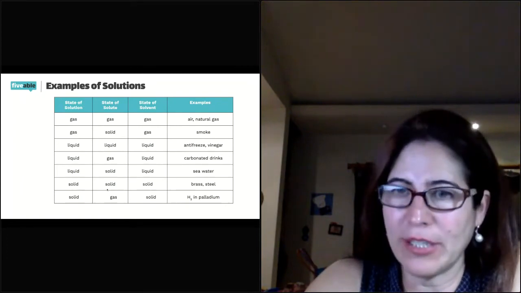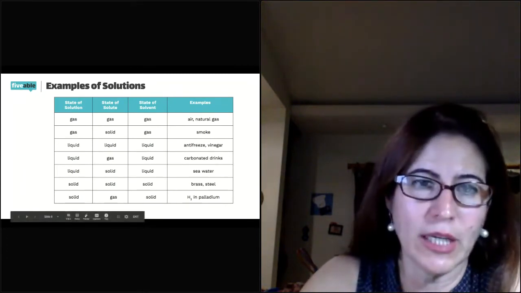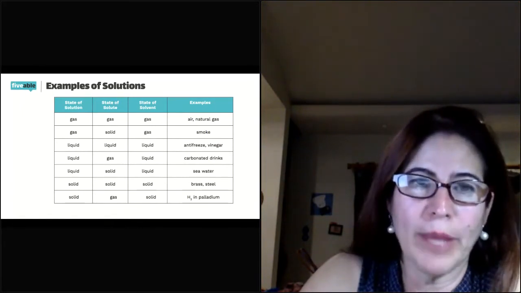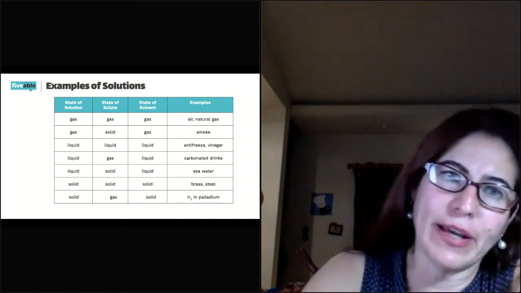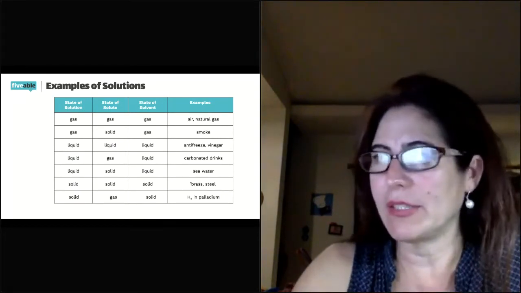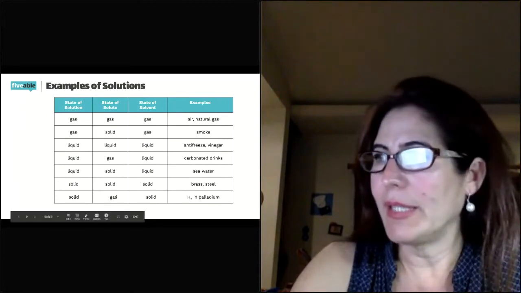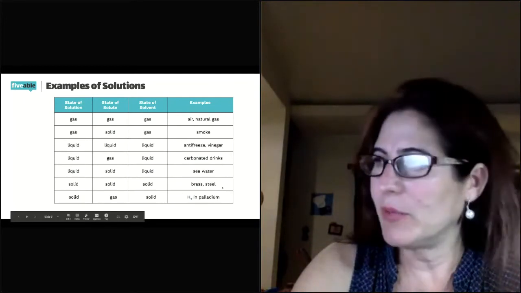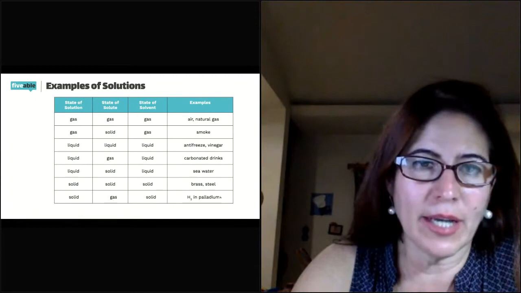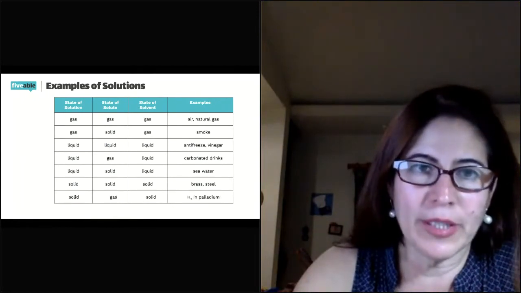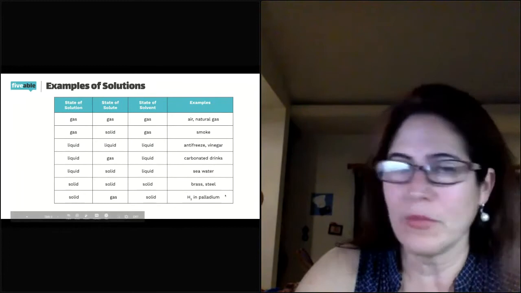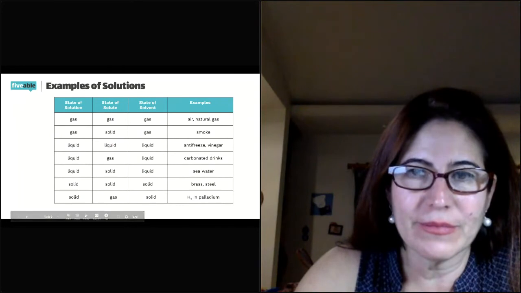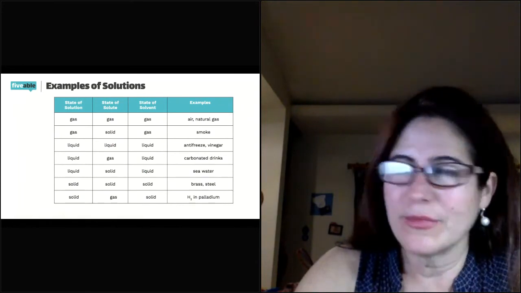We can have a solid in solid, for example, all the alloys. Remember that alloys are mixtures of metals. So you melt the two metals and then solidify them back again, so it would be a solid in a solid. And a gas in a solid would be, for example, hydrogen in palladium. This one is used as a semiconductor, and the hydrogen helps with the conductivity. Questions about these examples? Okay, we're going to move on.